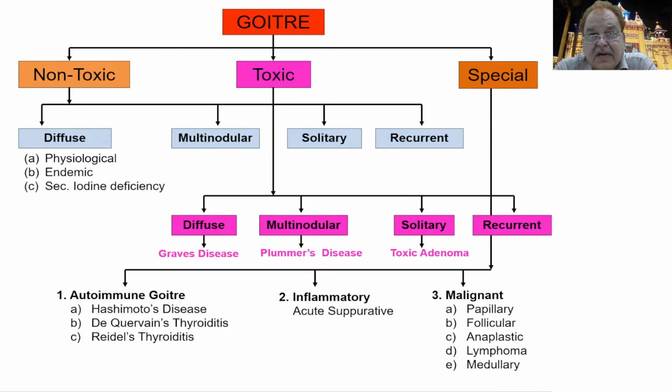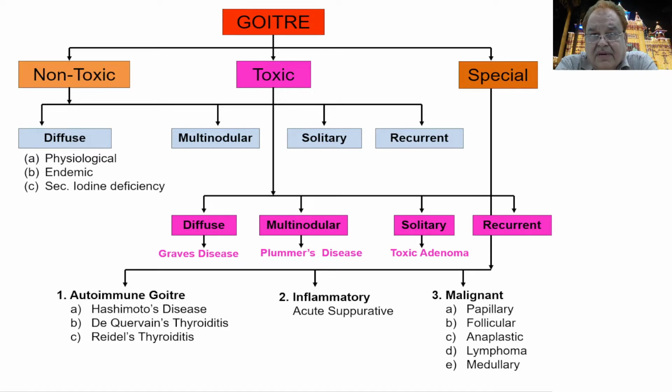In the toxic one, it can again be a diffuse variety, and this diffuse variety is usually called Graves' disease. If it is a multinodular toxic goiter, this is called Plummer's disease. And then you can have solitary toxic adenomas, or it may be a recurrent toxic goiter, like after the operation there is some thyroid tissue left over, which can lead to the recurrent type of toxic goiter.